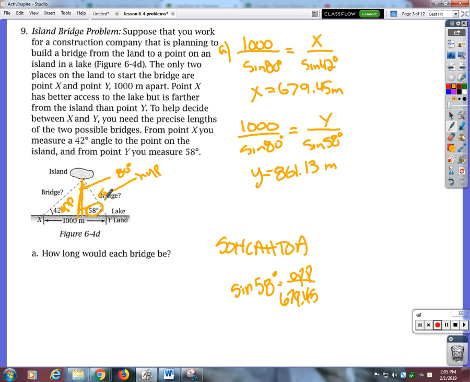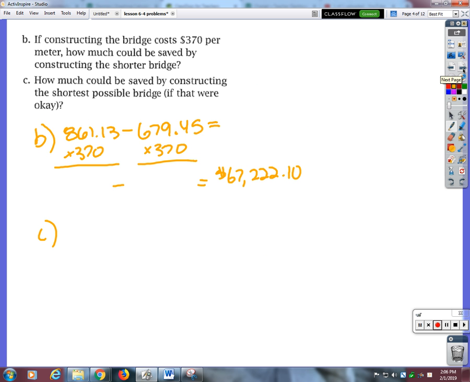That is side X. And notice we could have flipped it around and done the sine of 42 equals the opposite side divided by the other side, 861. You should get the same answer both ways. So to figure out the opposite side, you would go 679.45 times the sine of 58. We should be in degrees. 576.2. Okay, so the shortest bridge would be 576.2 meters.